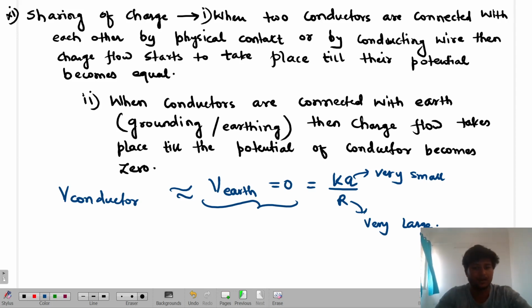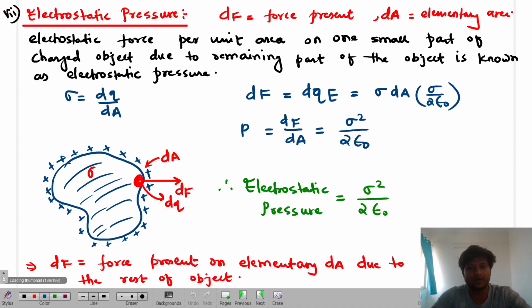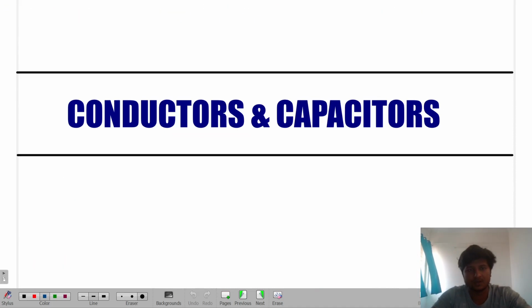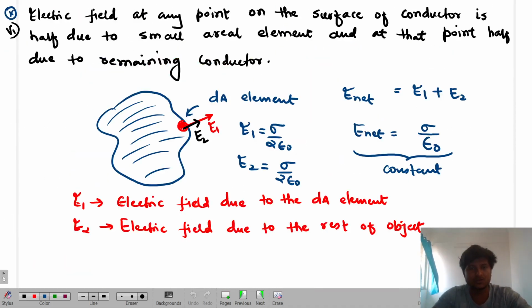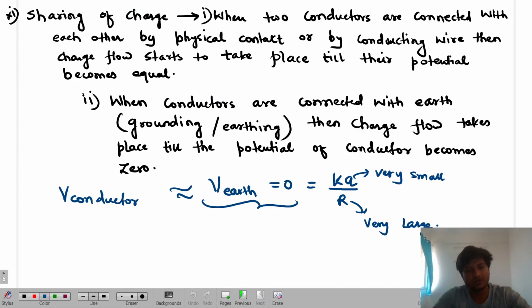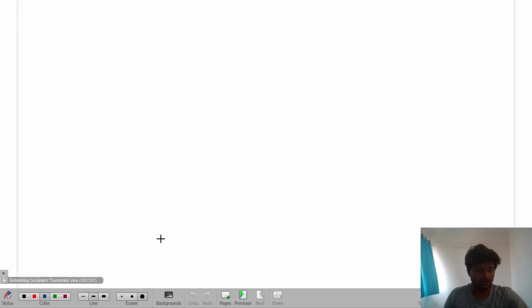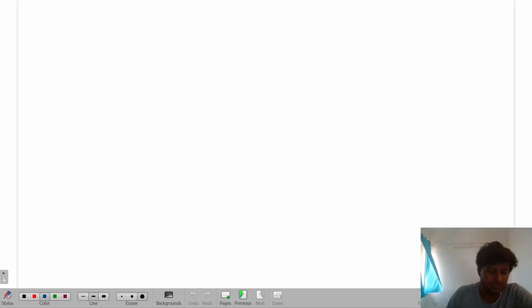Done. Okay. So these were all the properties of conductors which we had understood right now. Now we are going to utilize this to do some numericals. We will do some numericals based on this, and we will try to find the energy and all those kinds of questions. Is that clear?